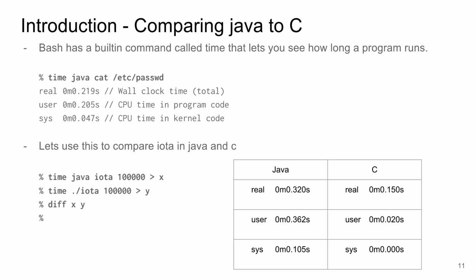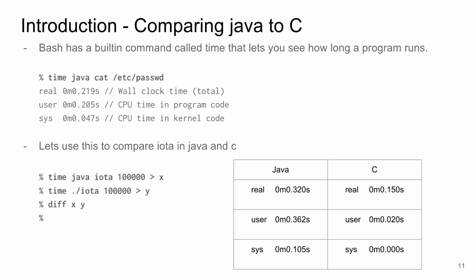So we can see that the C program is a lot faster, right? It spends almost no time in the system. The user time is barely any. It just seems a lot faster, right?